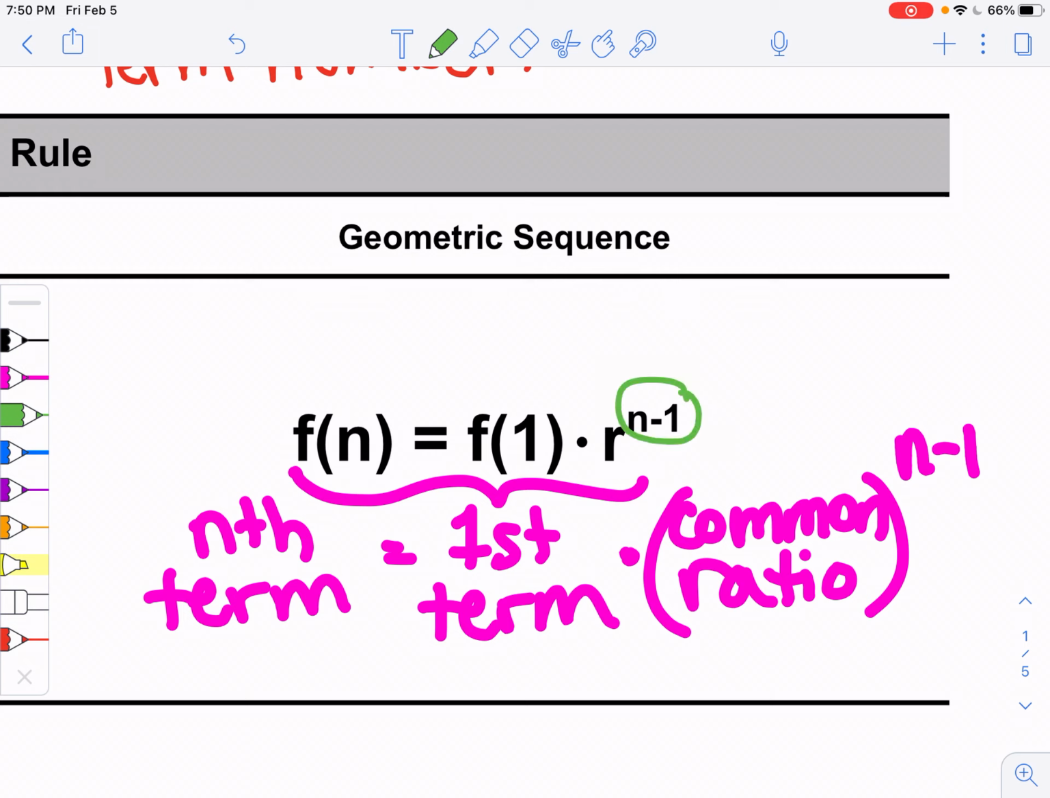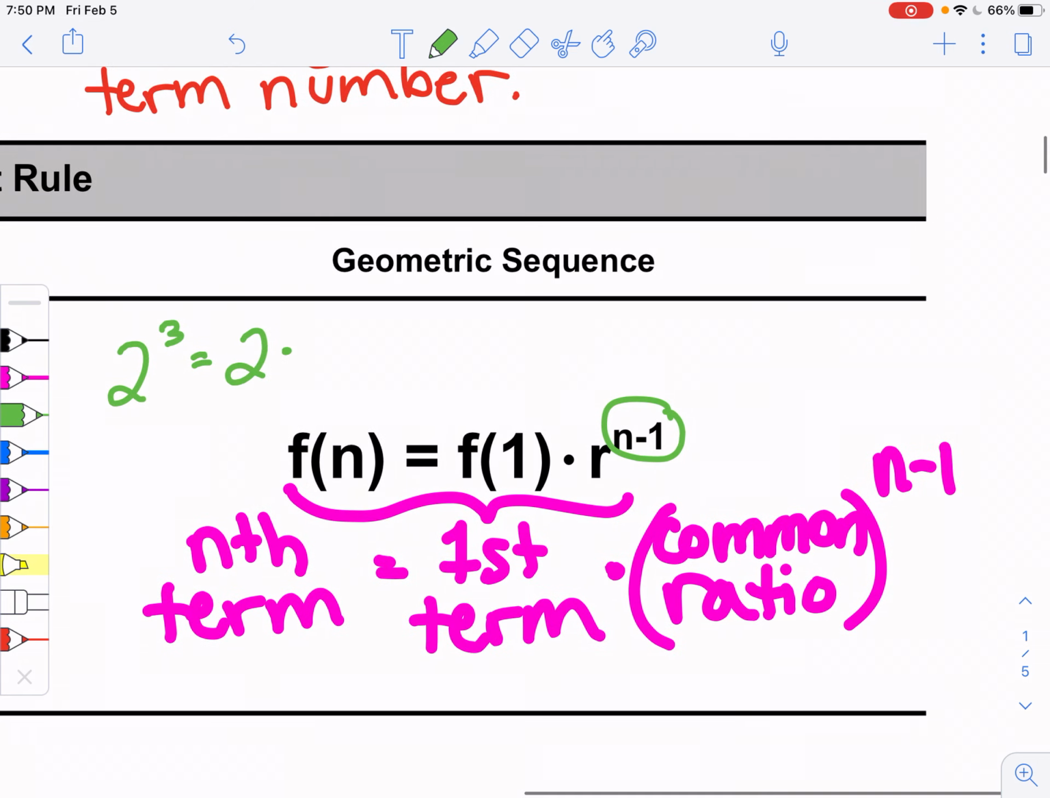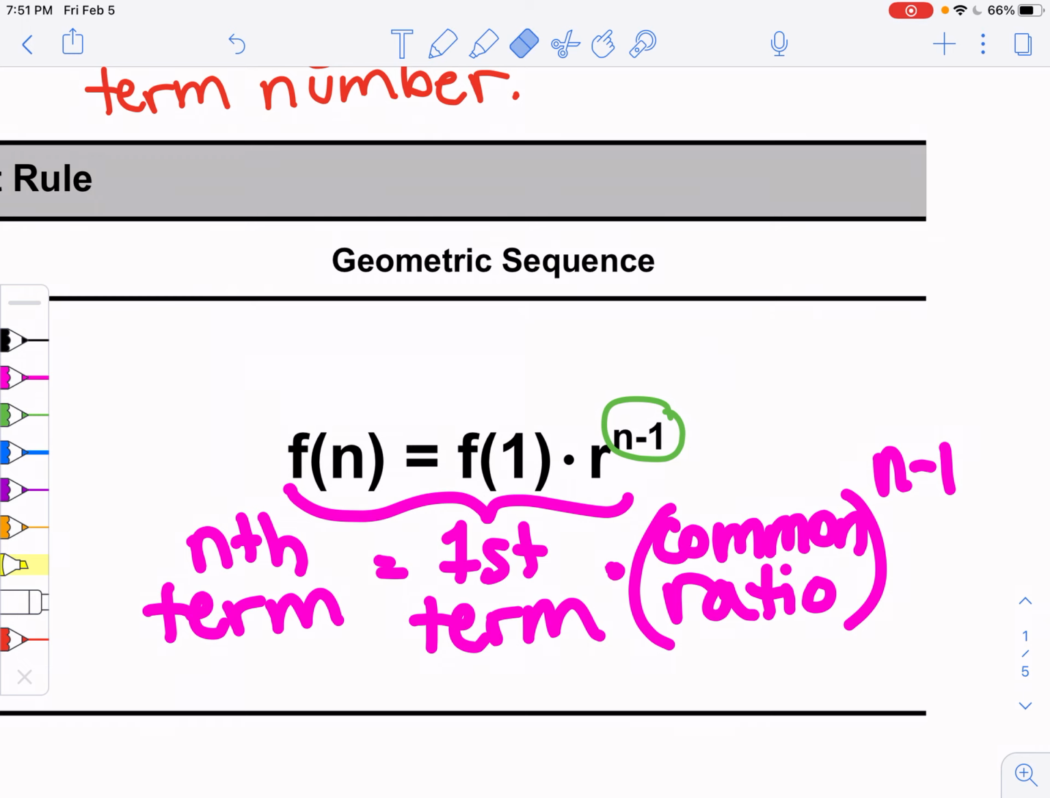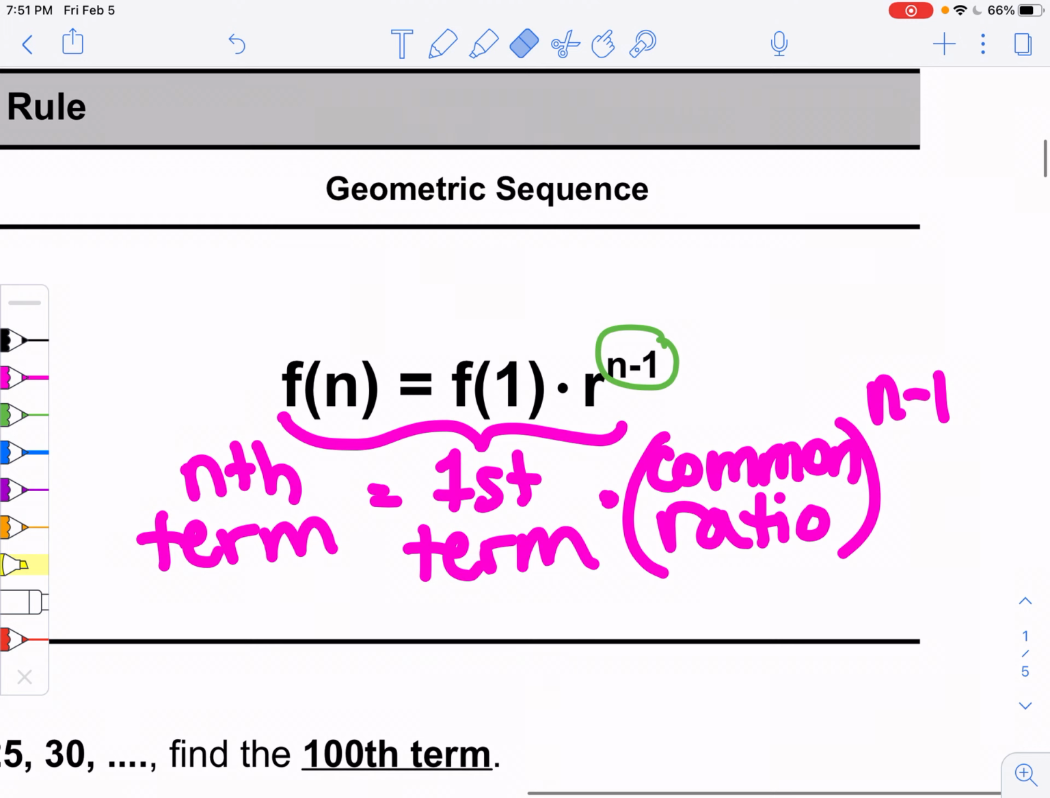this is an exponent. So what that means is, for example, if I have 2 cubed, that's the number of times we multiply by 2: 2 times 2 times 2. 4 to the 5th: 4 times 4 times 4 times 4 times 4. That's called an exponent if it's up in the air. And so that's the number of times we multiply by r, which is the common ratio.